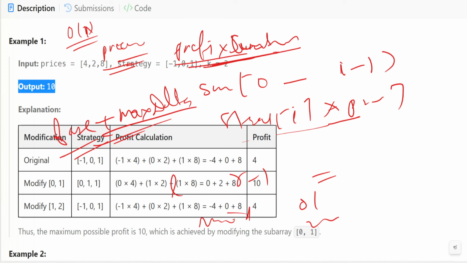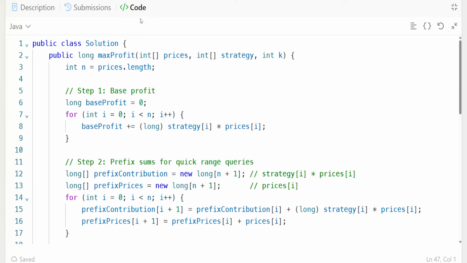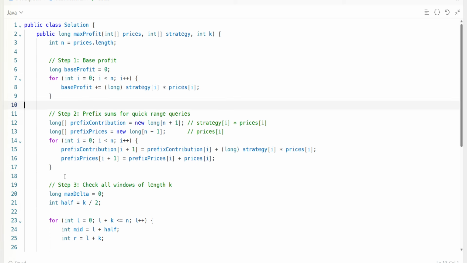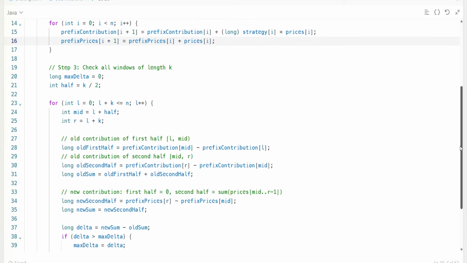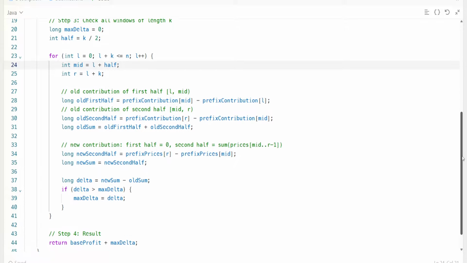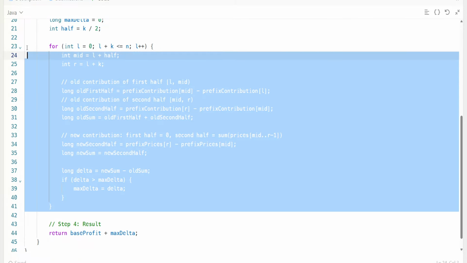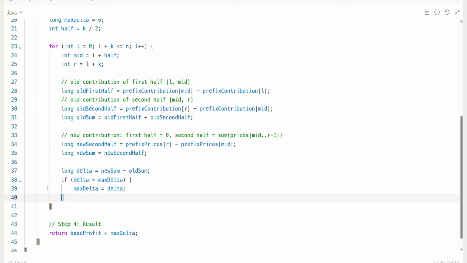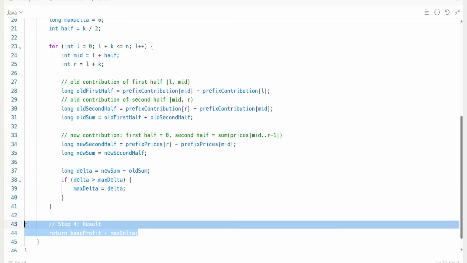Let's understand how I have done it. Okay, so very first what you need to do, we have to find the base profit as I told you, right? Then we'll find the prefix contribution and max price contribution. You will apply all these things that I told you. Then we'll find the max delta, and we have to divide into 2 halves, K by 2. So we'll find the old contribution and new contribution using this, as you have seen. Then you find the delta, and finally we'll return the base result.